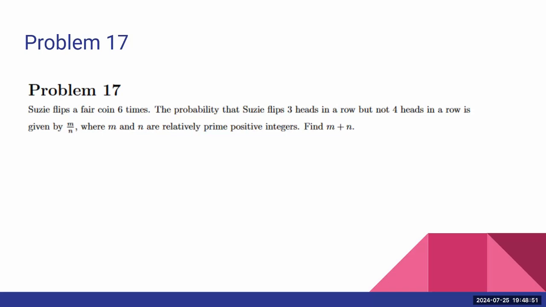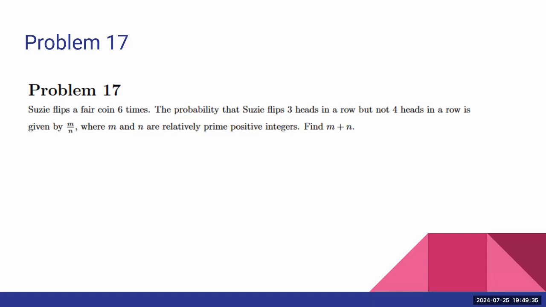Problem 17 says Susie flips a fair coin 6 times. So we want the probability that Susie flips 3 heads in a row, but not 4 heads in a row. What's the probability that Susie flips 3 heads in a row, but not 4 heads in a row?